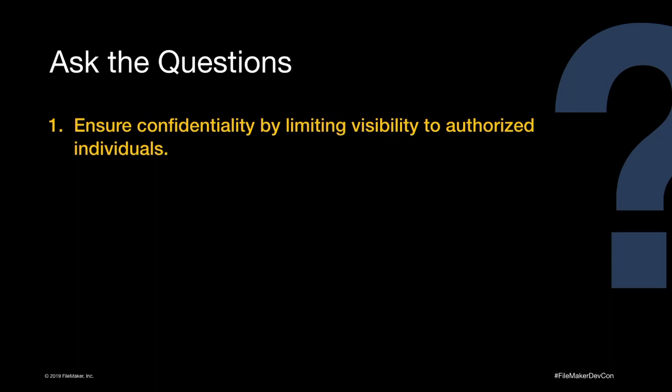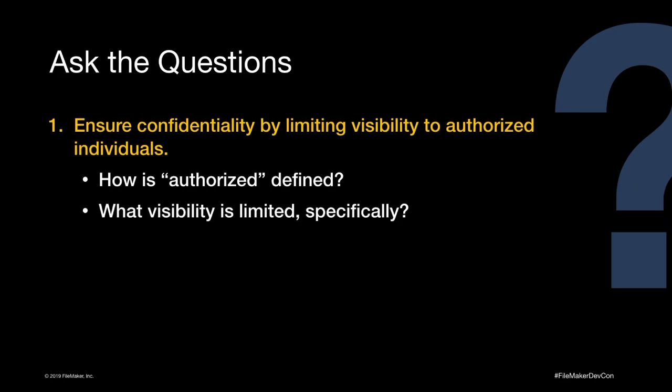Your first pass at a narrative, at least my first pass at narratives, they always spawn additional questions. And the answers to those will naturally begin to frame the most appropriate direction for choosing a specific approach in step 3. Looking specifically at the first statement from our narrative, ensure confidentiality by limiting visibility to authorized individuals, how will authorized be defined? Specifically, what visibility is it that we're supposed to limit? Are we talking about entire records or just specific fields? And are there any exceptions?